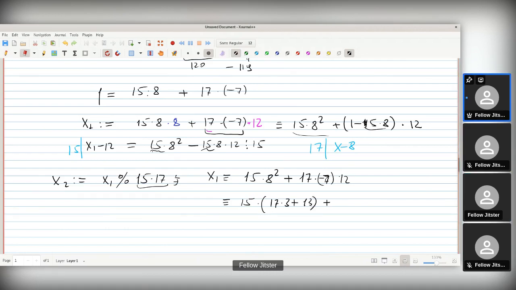Look here. What is 7 times 12? 84. But 84 is 90 minus 6. Do you agree? Yeah. But what is 90 minus 6? It is 15 multiplied by what? 6. Minus 6. Do you agree?